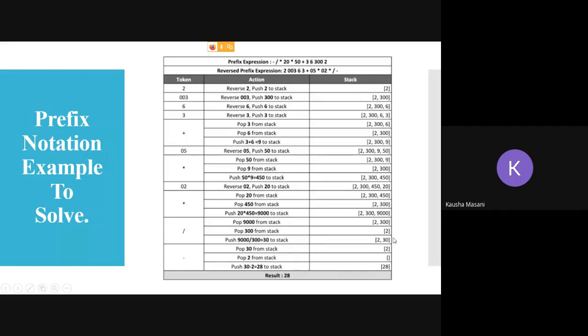Alright. Now we have minus. The topmost values are 30 and 2. So 30 is popped out, 2 is popped out. So 30 minus 2, 28. 28 is pushed back into the stack. So the final answer is 28.